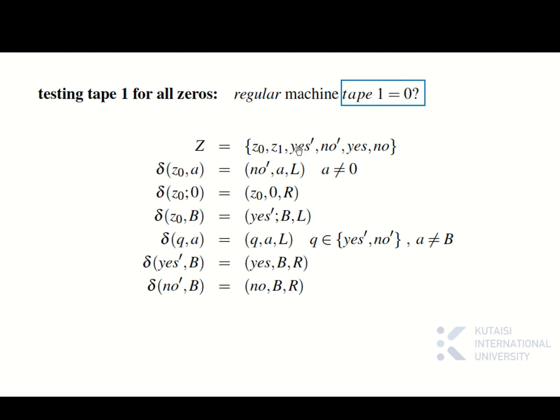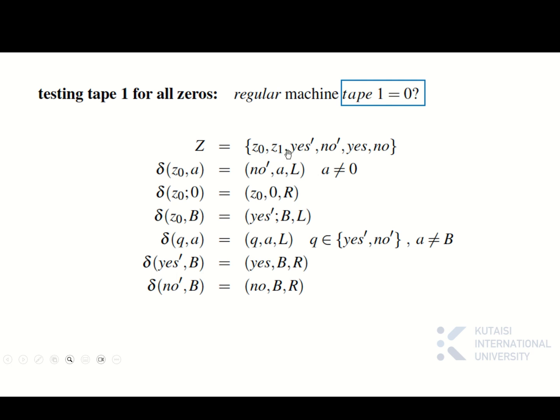So this Turing machine is supposed to output yes if tape 1 is all zeros, and it's supposed to output no if it's not. So basically it's a check that you do in your programming. When you write something, if something equals 0, then, so it's the if part. So it's also programmable in Turing machines. How? What I'm supposed to do is check whether tape 1 is 0, whether it's all zeros or not.